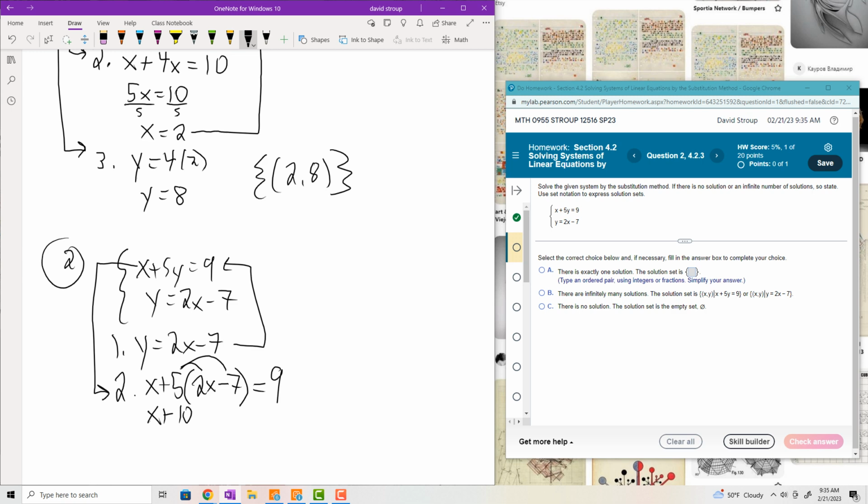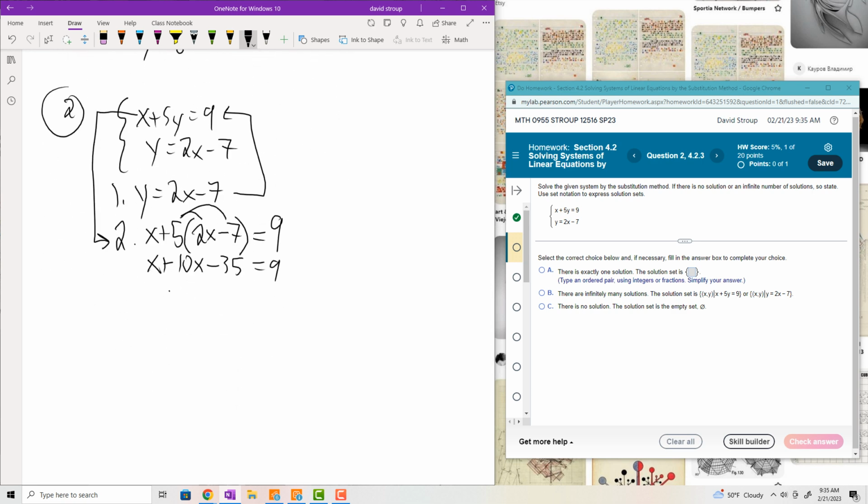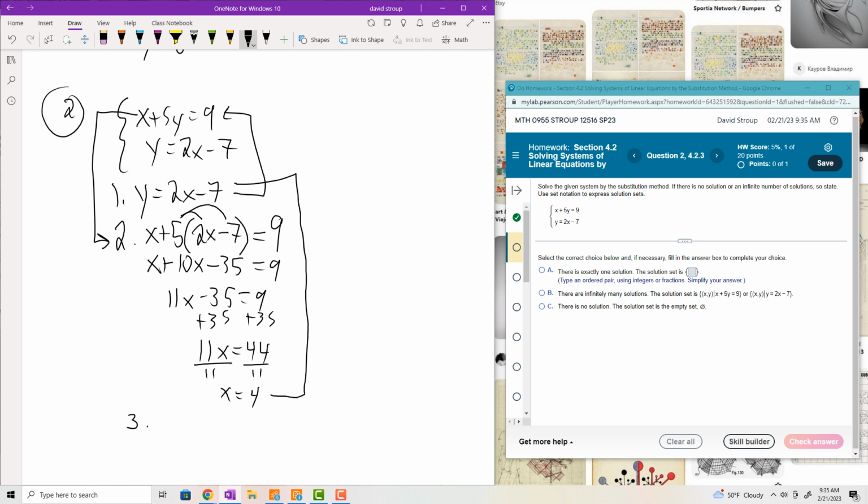So x plus 10x minus 35 is 9. I'm simplifying. x plus 10x is 11x, minus 35 is 9. Add 35 to both sides. 9 plus 35 is 44. Divide both sides by 11, so the x coordinate is 4. And then you just take that and plop it back into your step 1 equation.